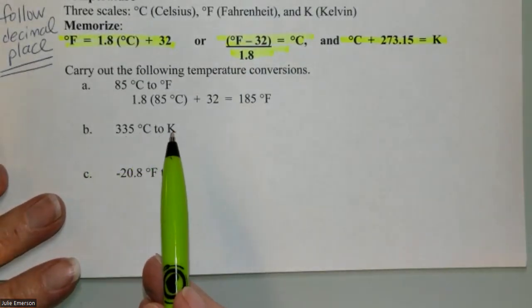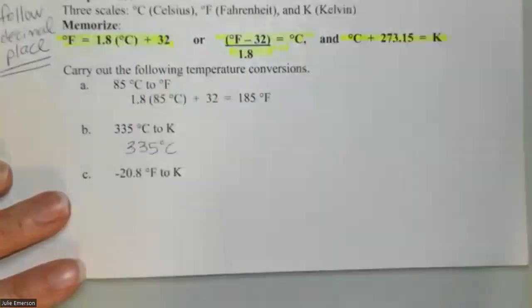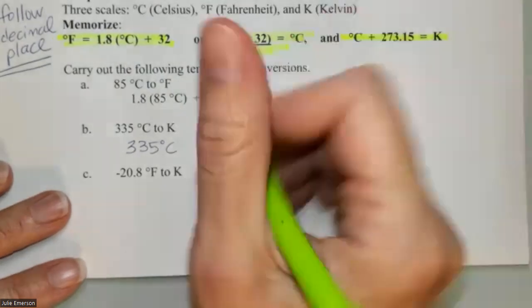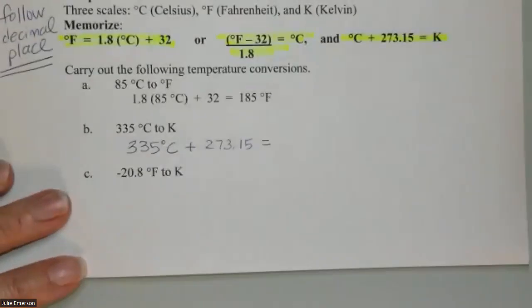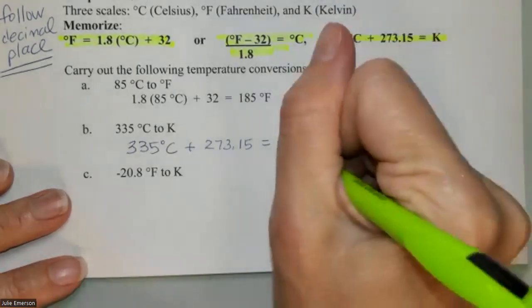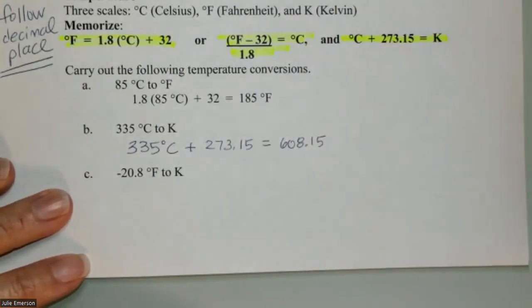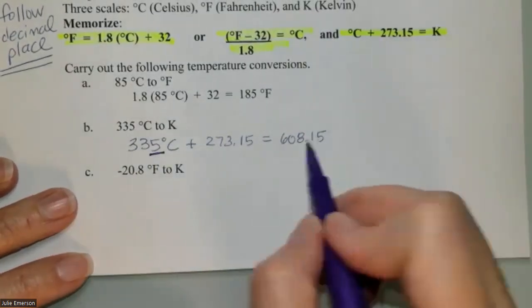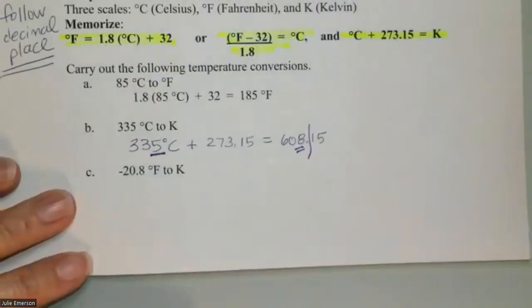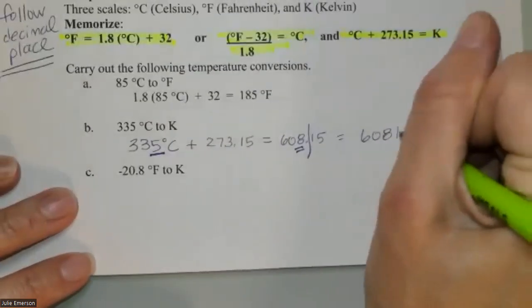335 Celsius, to convert to Kelvin. So formula is when you know your Celsius temperature and you want to convert it to Kelvin, you're going to add 273.15. So pretty easy. 335 added to 273.15. Calculator gives me 608.15. However, what I want to do is look at the temperature that was given to me, and it goes to the ones place. So my final answer can only go to the ones place. So I'm going to round this to 608 Kelvin.